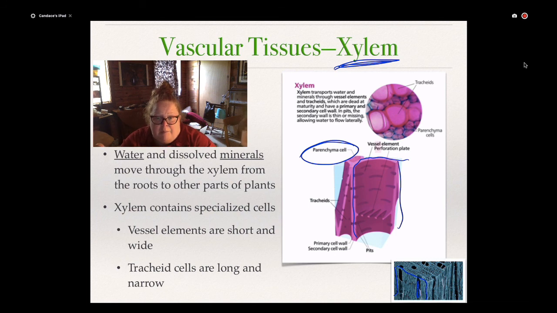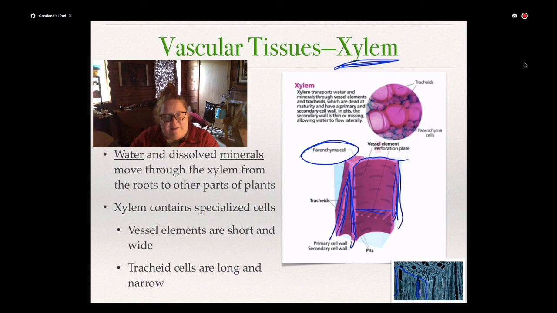So this is where the water is going to be stored, in some of those parenchyma cells. But we have some different cells as well. We have what are called vessel element cells and these tracheid cells. The tracheid cells are the long and narrow ones, and those are what allow the water to move through. And then the vessel elements are short and wide, and those are going to kind of add this sieve element as the water is moving through the plant. Okay, and so we have those specialized cells as the water is moving through.